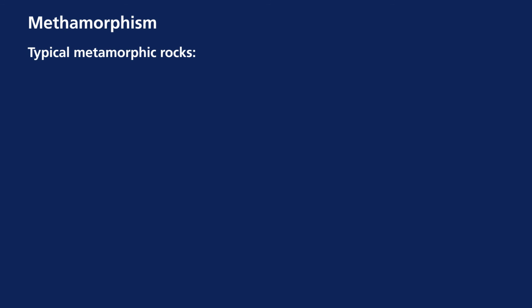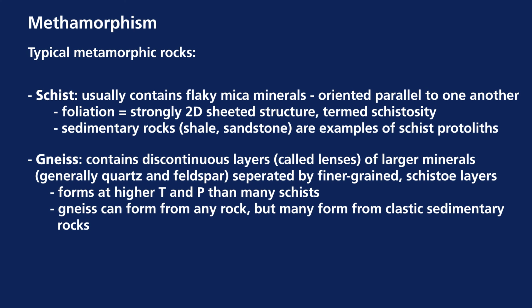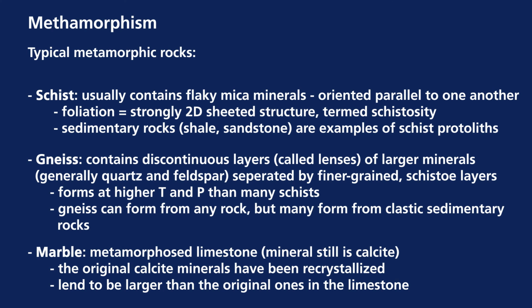Typical metamorphic rocks include schist. It's a very flaky mica mineral, which are oriented parallel to each other, so they can form very thin layers which break laterally. Gneiss has discontinuous layers called lenses of larger minerals, so quartz and feldspar, separated by a finer grained schistose layer. So it forms from an even higher temperature and pressure than the schists, and they can form from any rock, but especially from clastic sedimentary rock. And lastly, marble, which is a metamorphosed limestone.